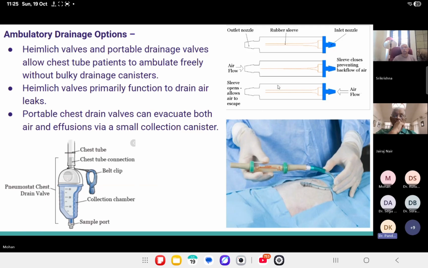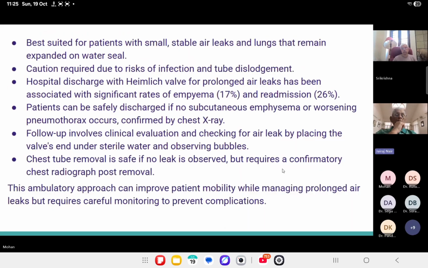This is how the Heimlich valve works. This is the inlet nozzle, and then the sleeve closes, preventing backflow there. Only flow from inside to the outside will be allowed through after connecting to the chest tube. It is best suited for patients with small, stable air leaks and lungs that remain expanded on water seal. Caution is required due to the risk of infection and tube dislodgement.